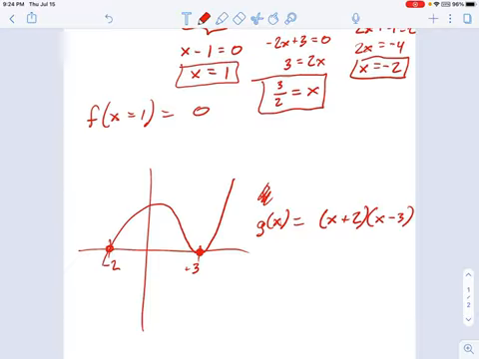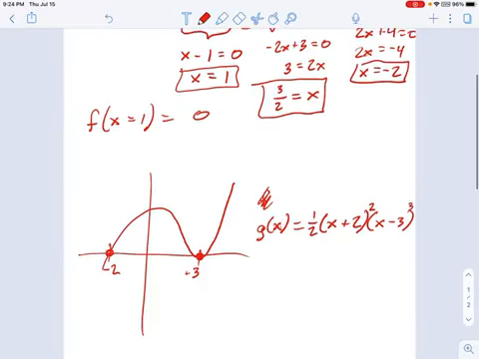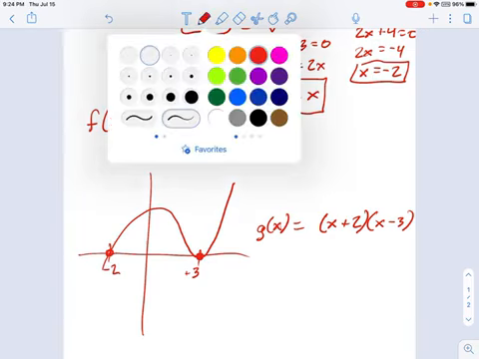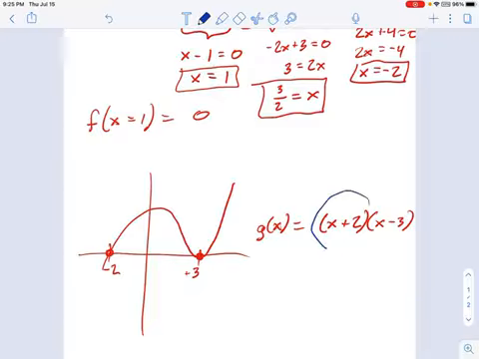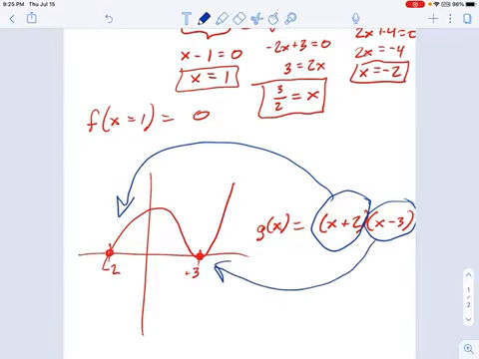And there might be some other stuff going on, right? You might have a factor of 1/2 in front, you might have some exponents in here. We'll talk about how to find those exponents later. But for right now, what I want you to focus on is the relationship between these factors right here and the x-intercepts they correspond to. That's the important part of all this.